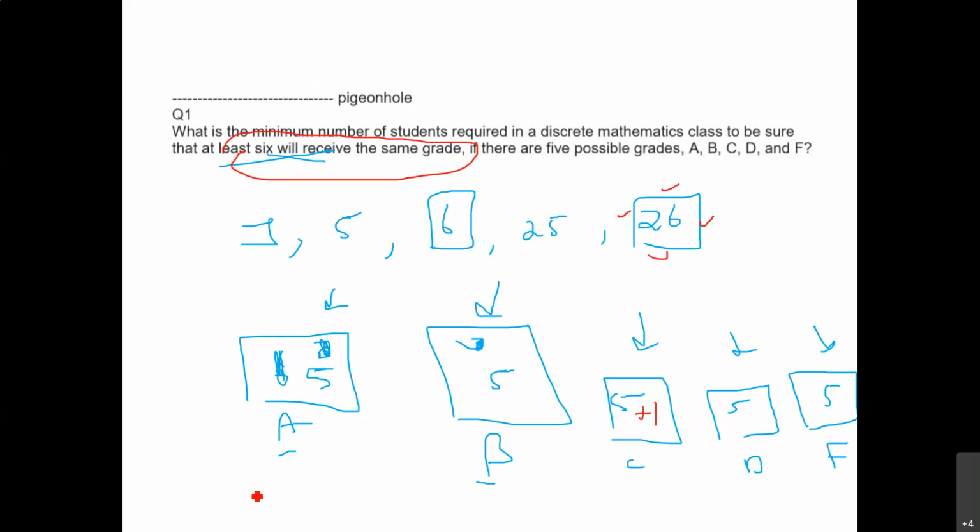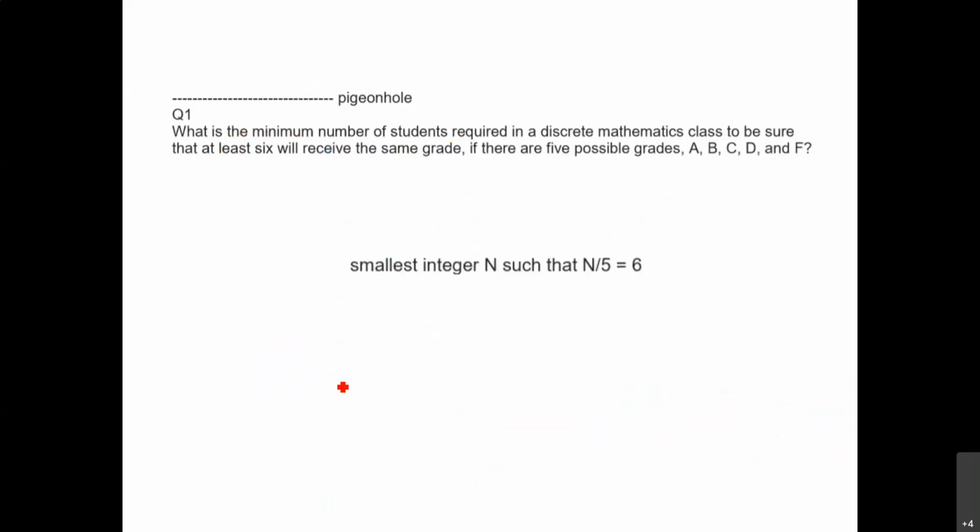Same as before, it's possible that all 26 students got an A. That's still fine. Right now, with 26 students, you can't find a counterexample. You can't find a way to distribute the students such that no 6 get the same grade. That's the whole point. So you want the smallest integer n such that n over 5 is 6. That happens to be 26.